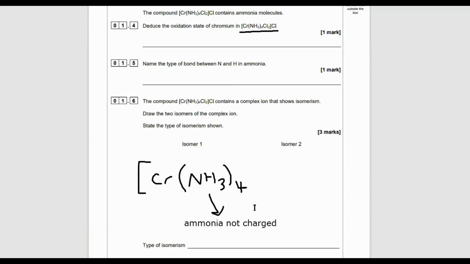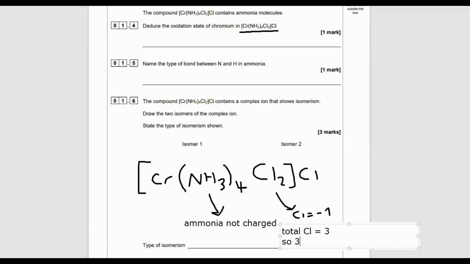Well, ammonia has no charge as a ligand, so we're not going to take that into account. But what do we know about chlorine? What do we say the oxidation state of chlorine is? Well, chlorine you'll find is a halogen in group 7, and they have an oxidation state of -1 that you should know off by heart by now. So the fact that we've got 3 chlorines altogether, we have a total oxidation state of -3. And as there's no overall charge in this transition metal complex, that tells us that the chromium must be +3 because it's cancelling out the -3 charge. So overall, there's no charge in this complex, and that's why.